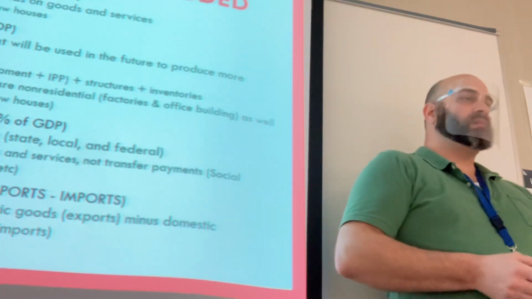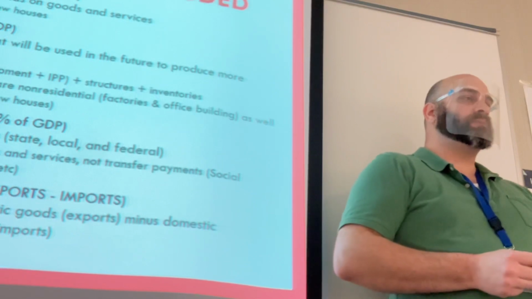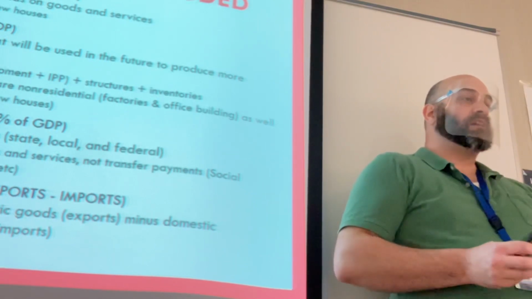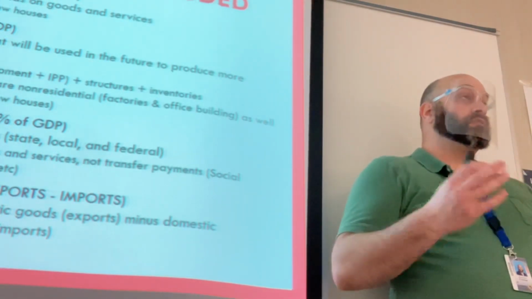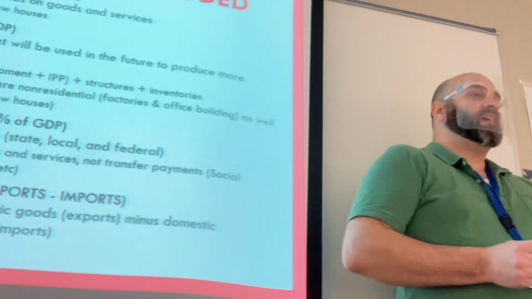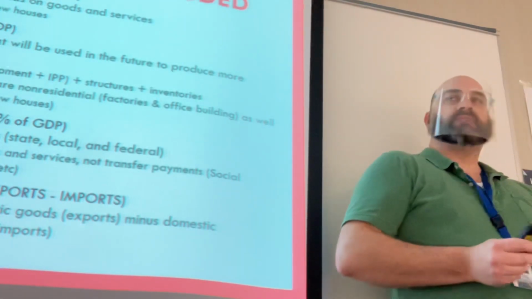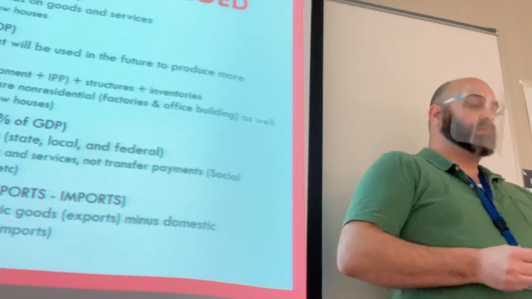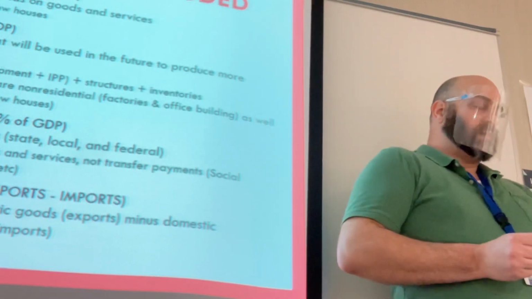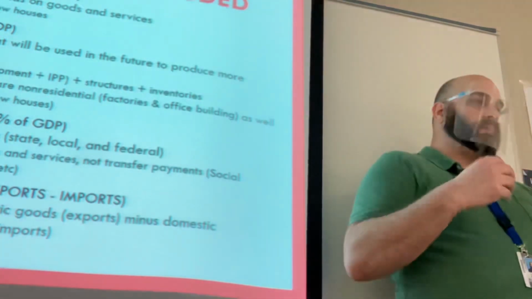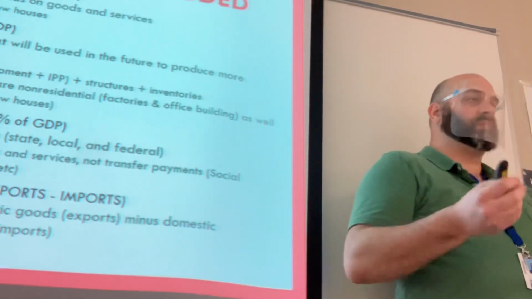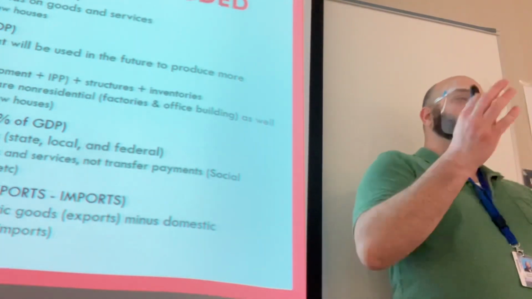Consumer spending is 68% of gross domestic product. So it's spending by households on goods and services. That doesn't include new houses. Investment is 17.5% of the gross domestic product. And new homes would be in the investment category, not really the consumer spending category.